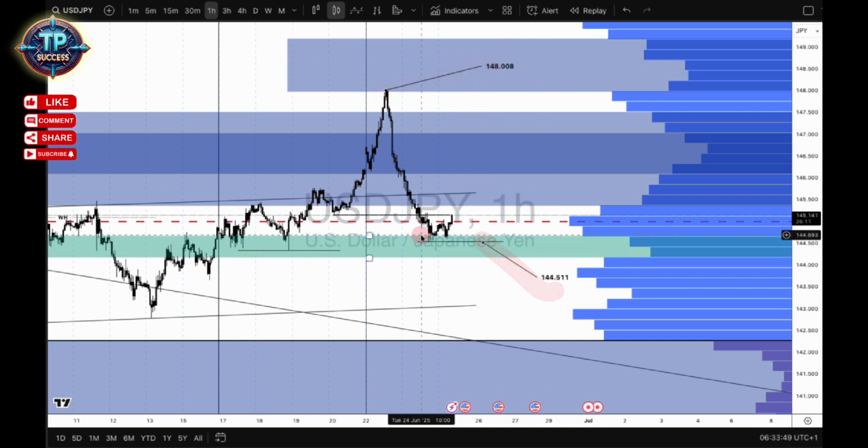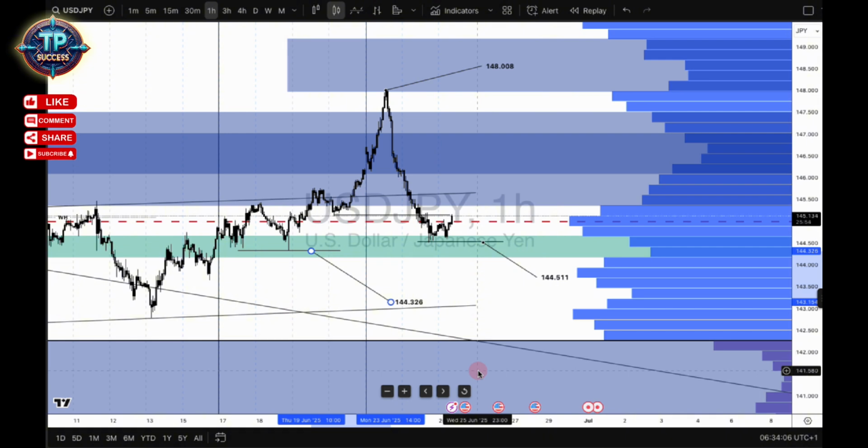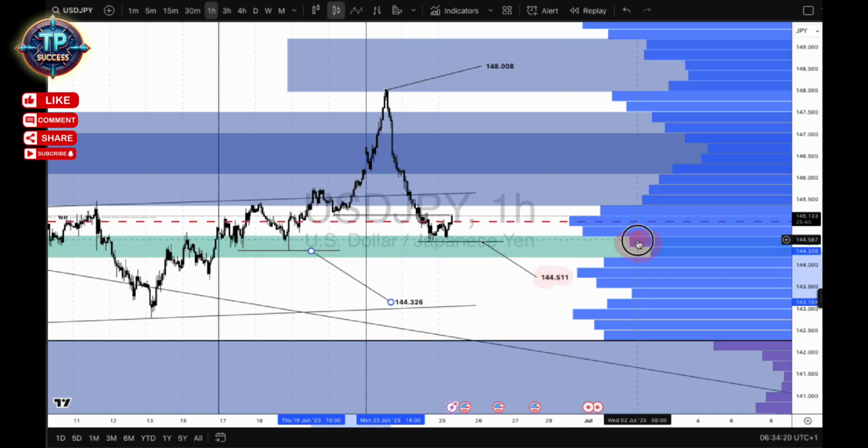Now, for this week, this could actually end up being the weekly high. And as for the weekly low, we're waiting to see where that is. But what we do know is last week's weekly low, we can definitely use that. And last week's weekly low was 144.326. That is this level right here. So for this week, if this level is taken out, which corresponds with this number over here, which corresponds with this low value node over here, you could think about taking shorts.